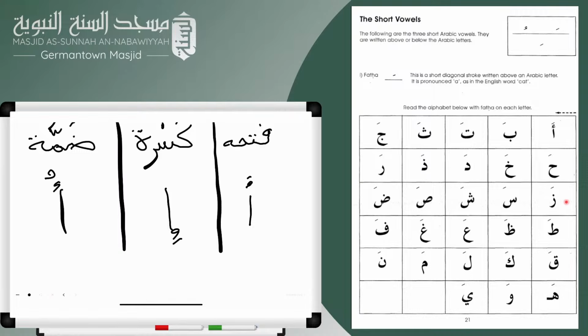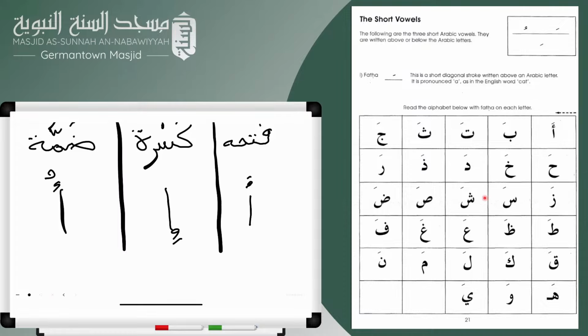Next letter is sin, correct? Sin. When a fatha lands on it, what's the resultant? Sa, correct? So you spell it to me when I ask you to spell it. You say sin fatha sa.